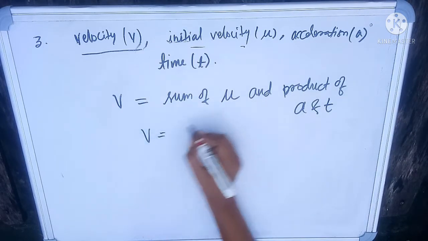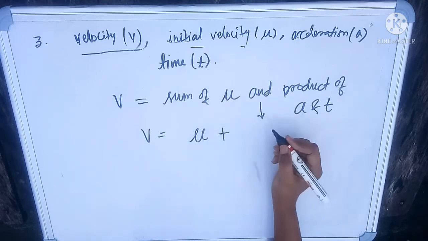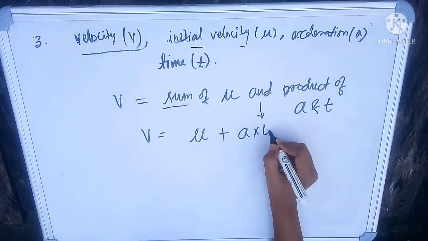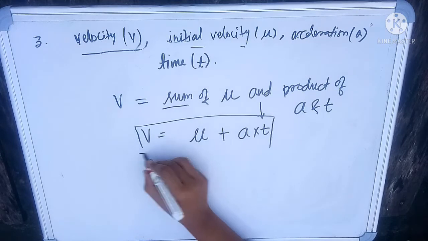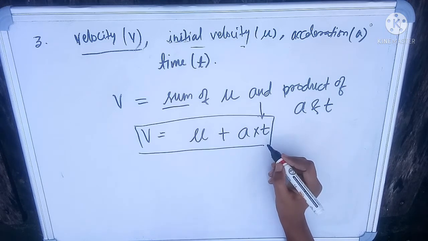So v is equal to u, and in place of n we can write plus, because we have to do the sum, and for the product of at we can write a multiplied by t. So we have already framed the formula, which is velocity is equal to initial velocity plus a multiplied by t, that is acceleration and time.